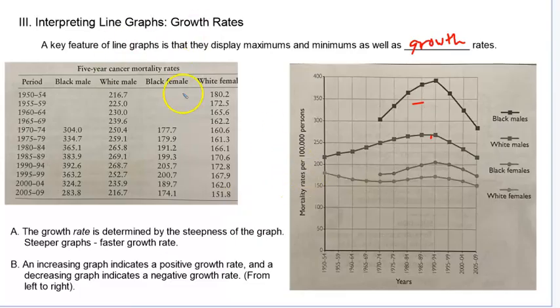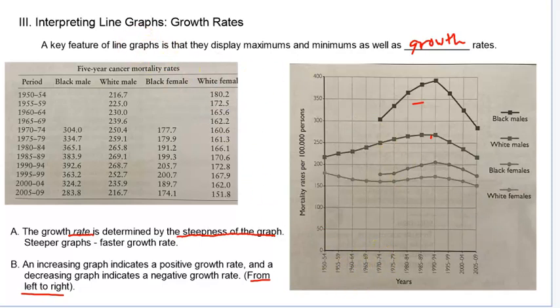So the bottom line here that we're trying to get across is really there's 2 ways of measuring growth when we're looking at graphs. We want to know the rate, and that's determined by the steepness. Steeper graphs, faster growth rate. Contrast that with flatter graphs, that means slower growth. And then an increasing graph indicates a positive growth rate, and decreasing graph is a negative growth rate. And we always look from left to right when we're analyzing these graphs.